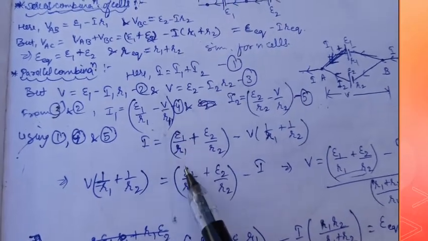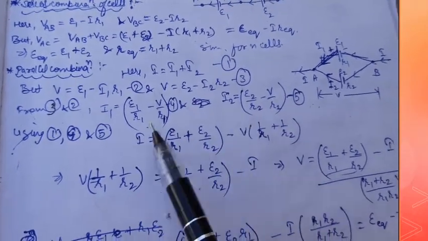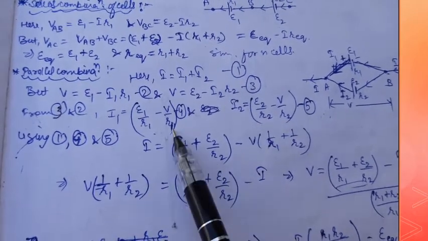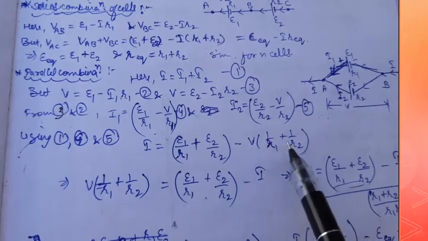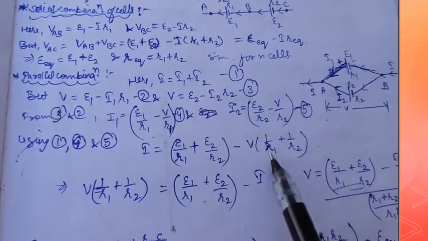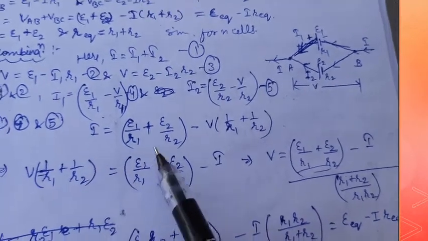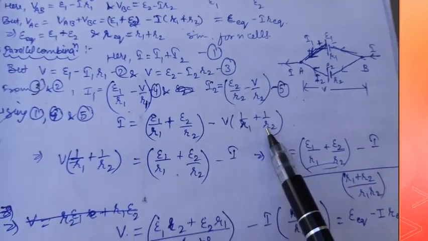Now in I1 plus I2, on rearranging the terms, we take the terms with E by R to one side and the terms with minus V by R to the other side. V is taken common. So we see the expression for I is this.